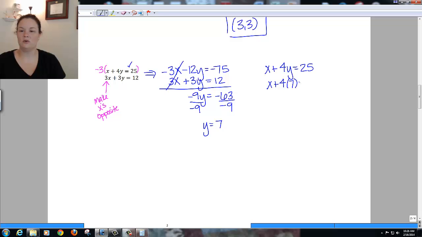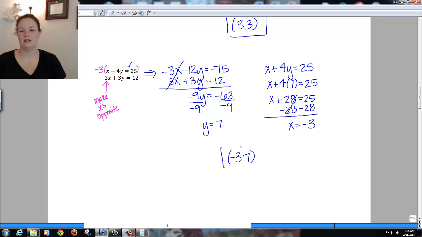So I have x plus 4y, which we know is 7, is equal to 25. So x plus 28 is equal to 25. I move my 28, which means that x is equal to negative 3. So the ordered pair, the point in which both these lines go through, would be the point (-3, 7).